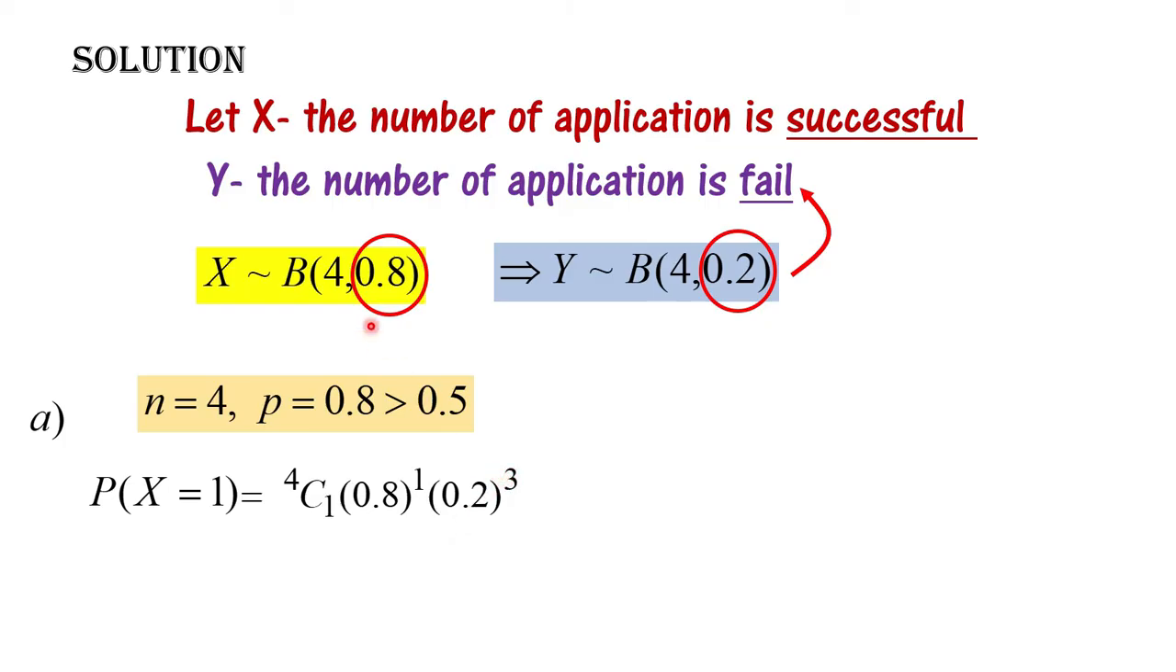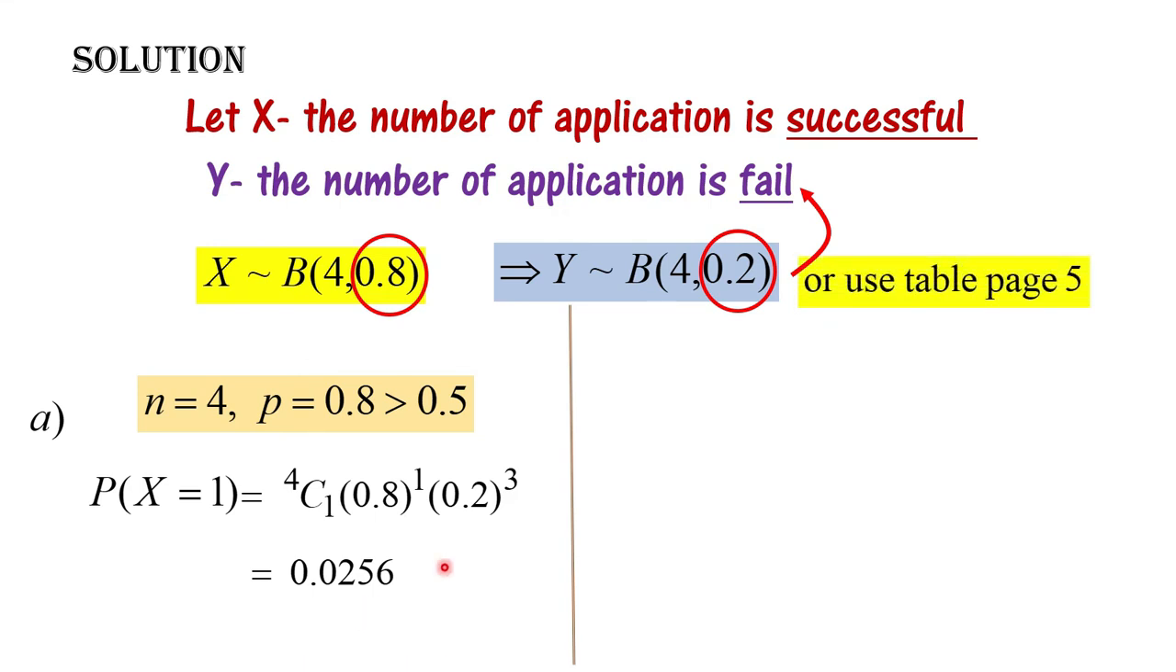The value of n is 4, and you have the answer 0.0256. Okay? If you use the table, turn to page 5.